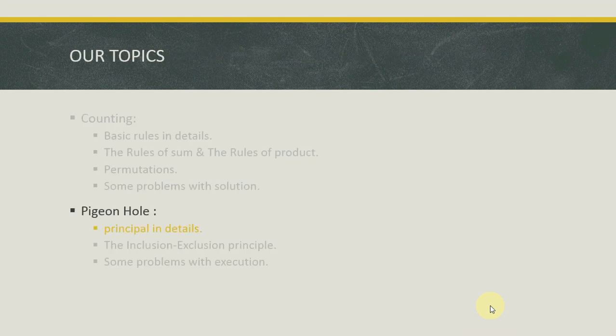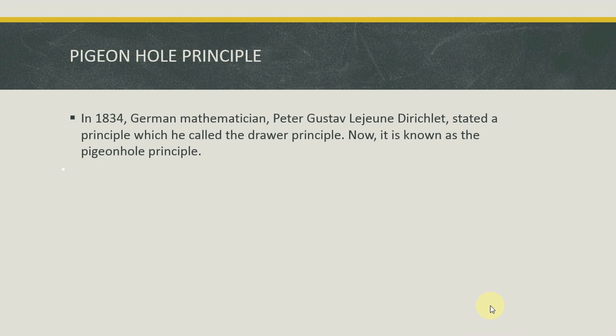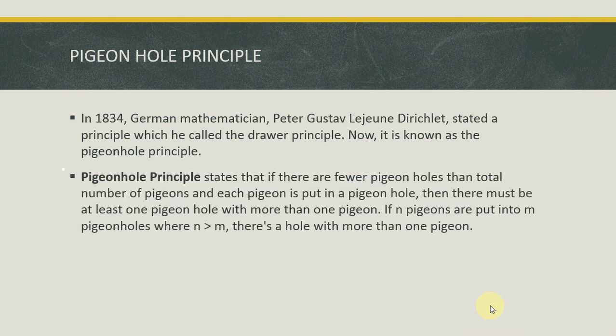Well, let's get into our part 2 topic, which is the pigeonhole principle in detail. In 1834, German mathematician Peter Gustav Lejeune Dirichlet stated a principle which he called the drawer principle. Now it is known as the pigeonhole principle. It states that if there are fewer pigeonholes than the total number of pigeons and each pigeon is put in a pigeonhole, then there must be at least one pigeonhole with more than one pigeon. If n pigeons are put into m pigeonholes where n is greater than m, there is a hole with more than one pigeon.